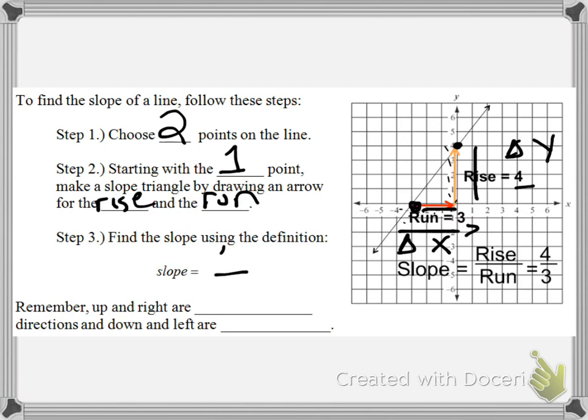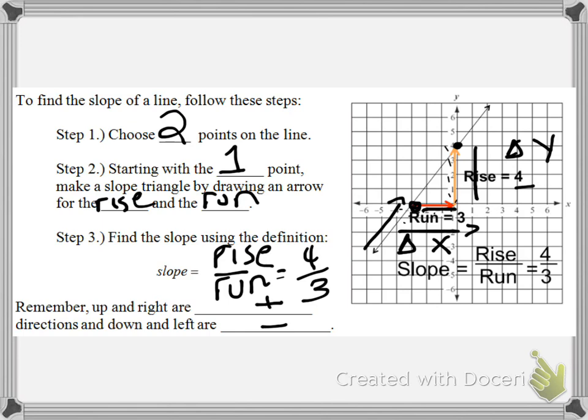So it's going to be the rise over the run as your fraction. So it should be 4 over 3. And notice that our m is positive because it's increasing. So remember, when you go up or to the right, it's positive. If you go down and to the left, it's negative.